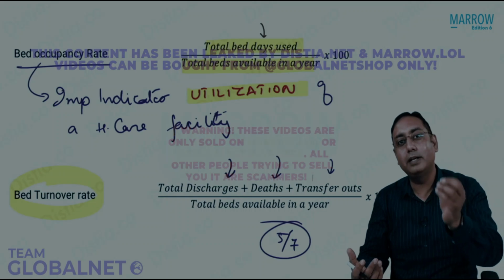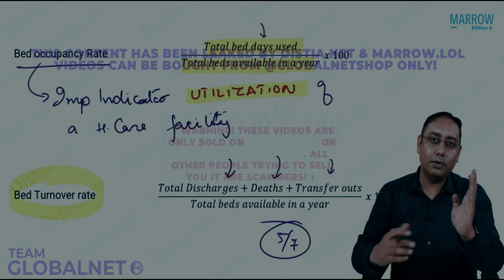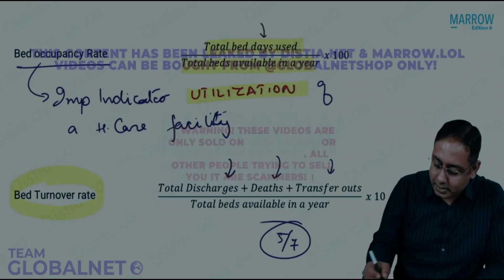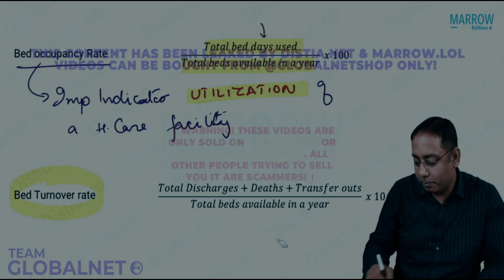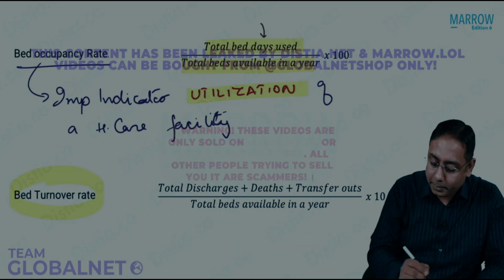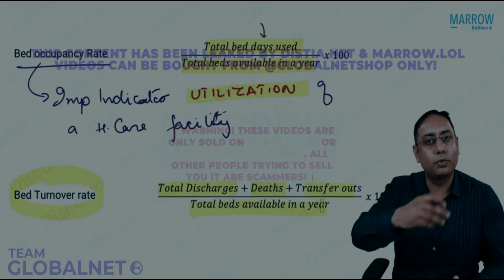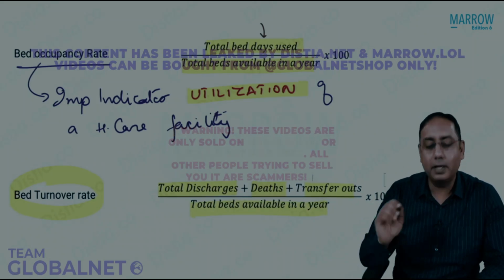That is called the bed turnover rate. It is something different from the bed occupancy rate. That is what your question was in your central exam, the AIIMS exam. They had asked about this: what do you mean by the bed turnover rate? The formula for bed turnover rate is the total discharges, deaths, or transfer outs divided by the total beds available in a year, multiplied by 100.